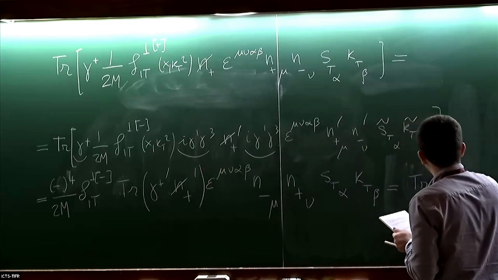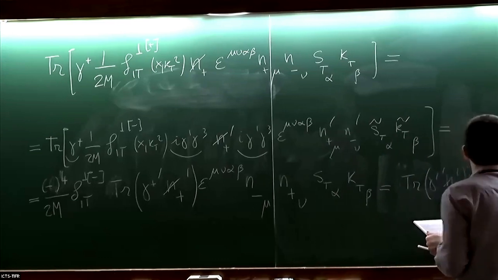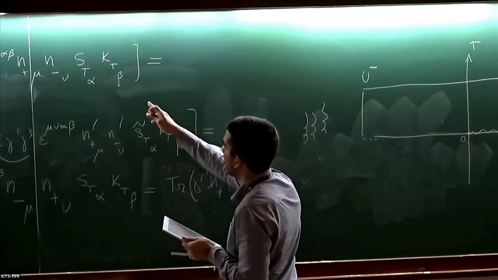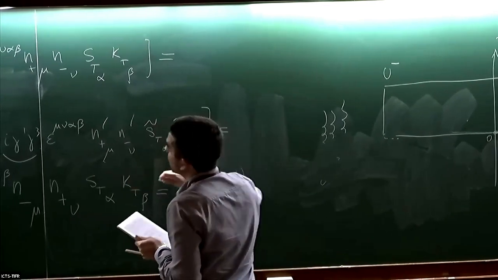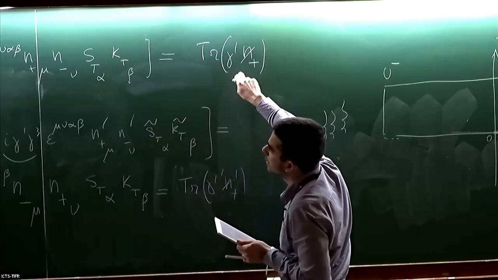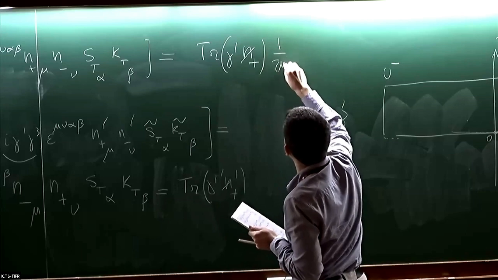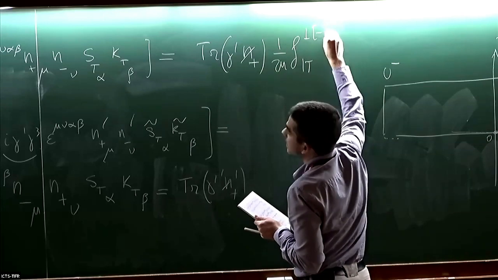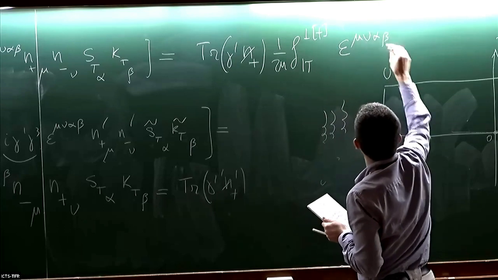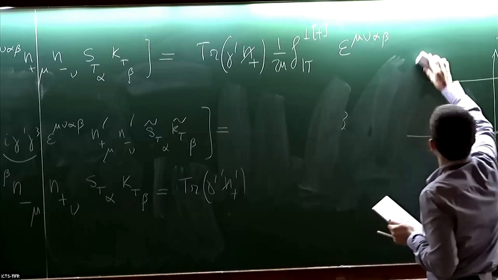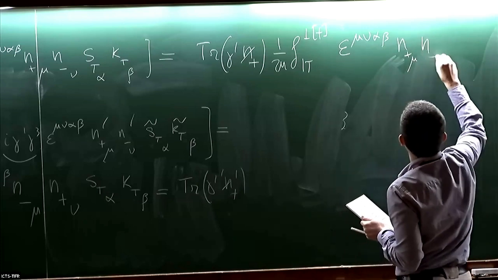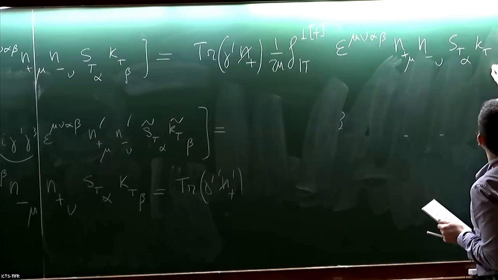So this is the trace of gamma plus prime and n plus slash prime. And I want to have a Dirac structure, sorry, a Lorentz structure that resembles what I had in the beginning. See? So this one, let me write it as gamma plus n plus slash. And then I had 1 over 2m, the Sievers with the plus gauge link. Okay, and then I had epsilon mu nu alpha beta, n plus mu, n minus nu, S T alpha, K T beta.